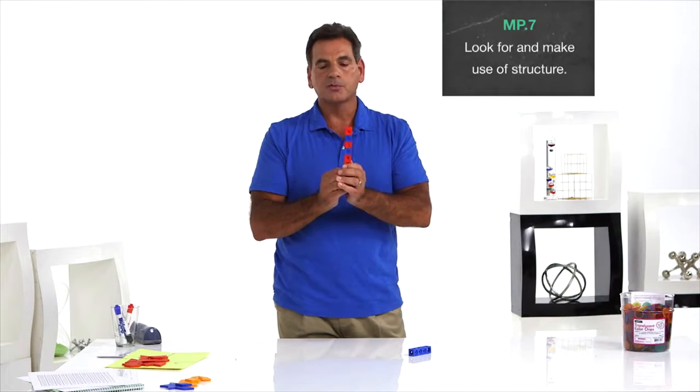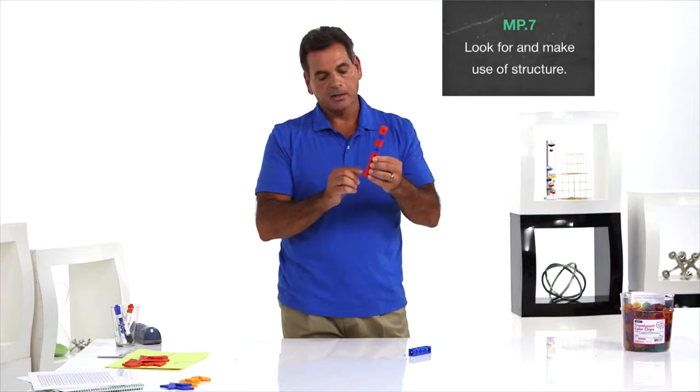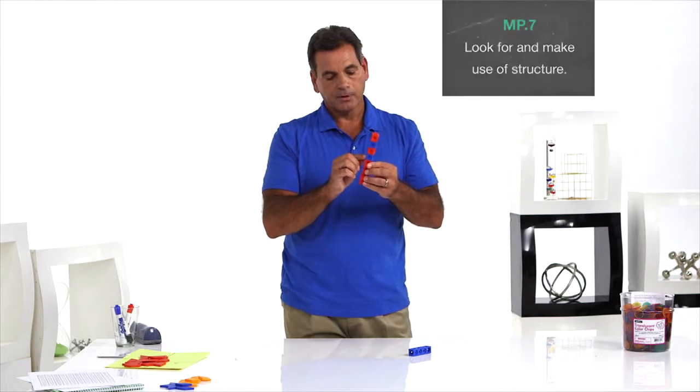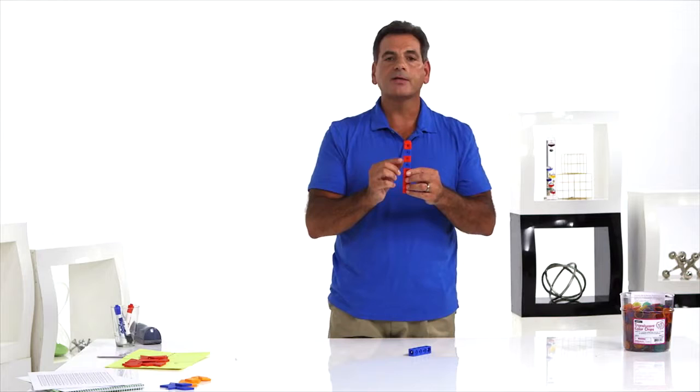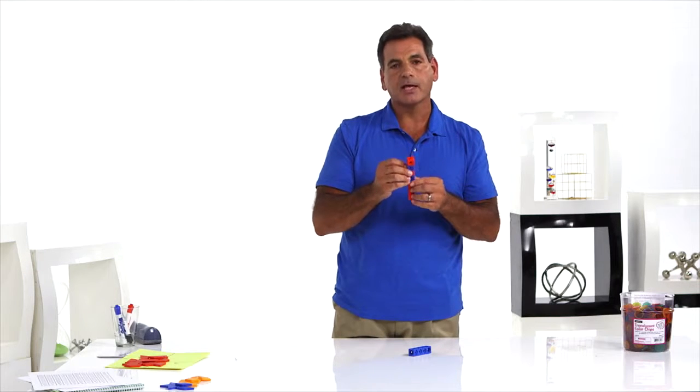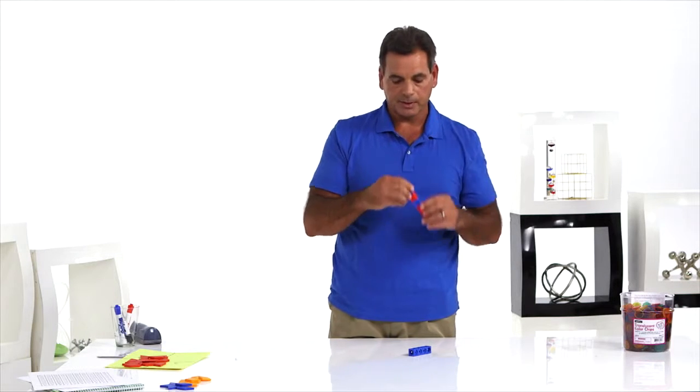Where are the blue cubes? You want them to count and be able to say first, second, third, fourth, fifth, sixth, seventh. They're in the fifth and seventh position. That's the language you want to hear from the students when they're doing this activity.